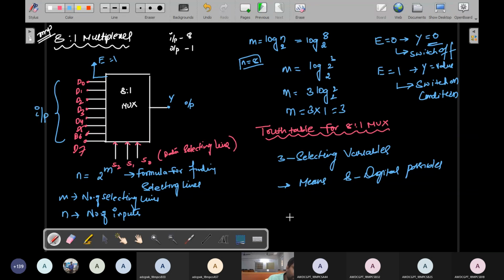I draw this truth table on the next page. Please note this immediately. I'll move to the next page because the truth table is very large and there is not sufficient space to draw it here. That is the reason I am moving to the next page.